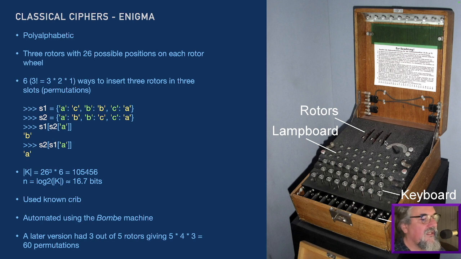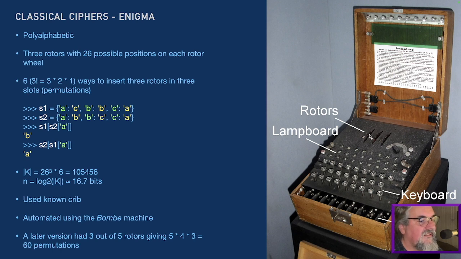3 times 2 times 1 to insert three rotors in three slots. And each rotor can be rotated in 26 different ways. So the positions of these three rotors is 26 to the power of 3, times 6, that's the number of ways you can insert the rotors. So it becomes a not so large number, actually. It's just 105,000 different ways you can start this with the rotors.